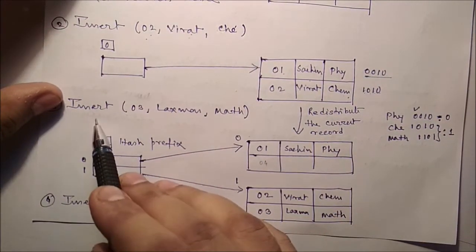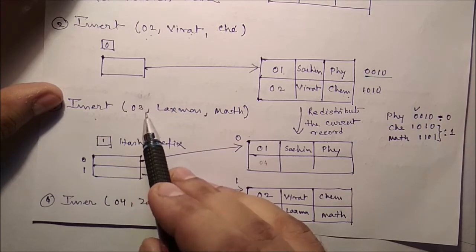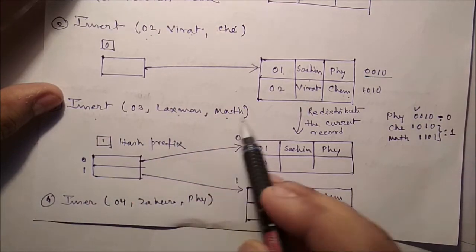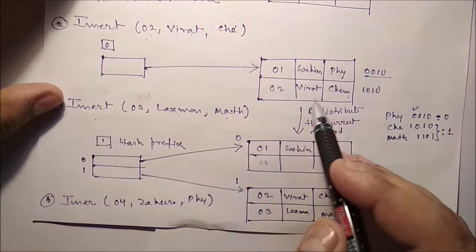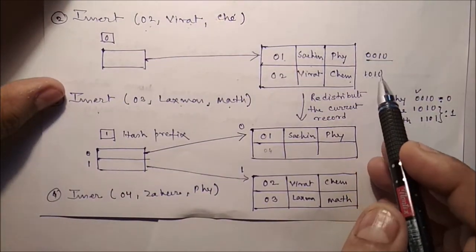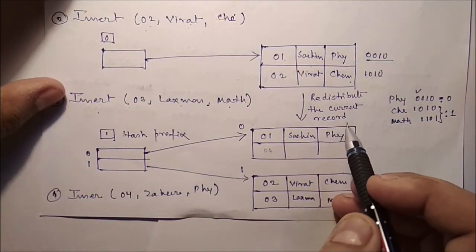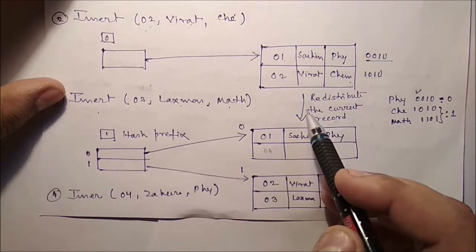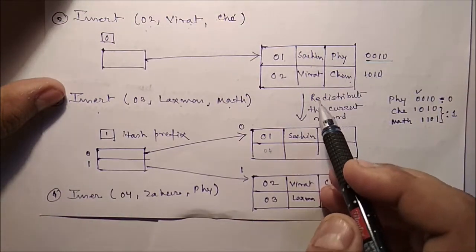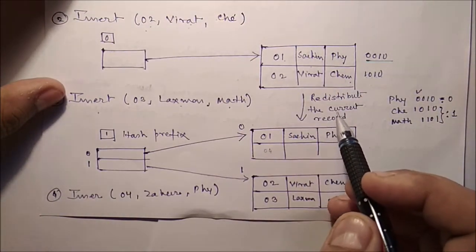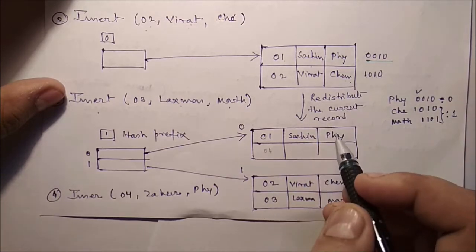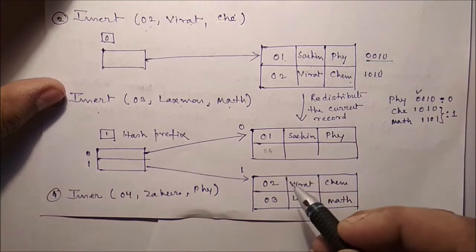Next, insert the third, roll number 03 Lakshman mathematics. Now this particular bucket is full. So what do we have to do? We have to redistribute the current records. We need one more bucket. So the question is how to create a bucket and how to redistribute the records in these buckets.